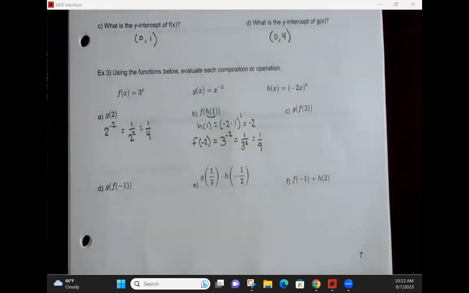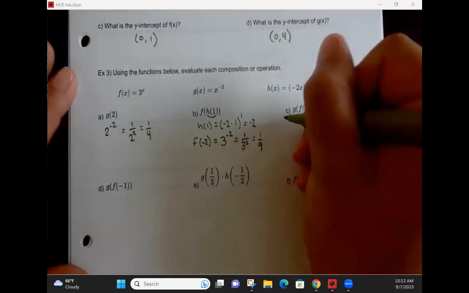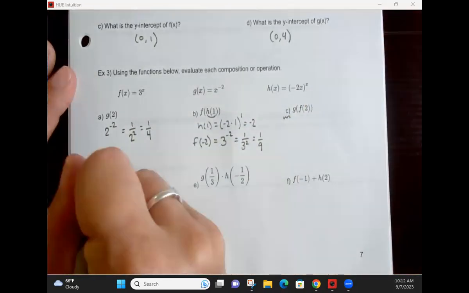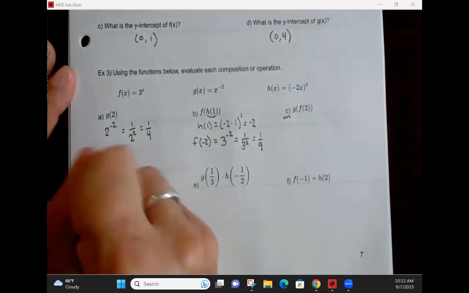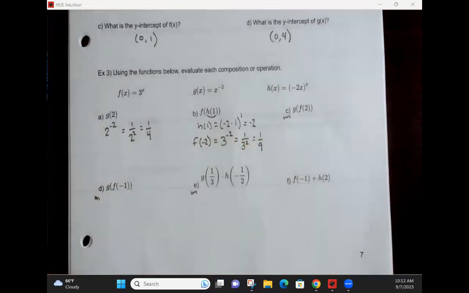I would like you to try C, D, and E. Try the next 3.